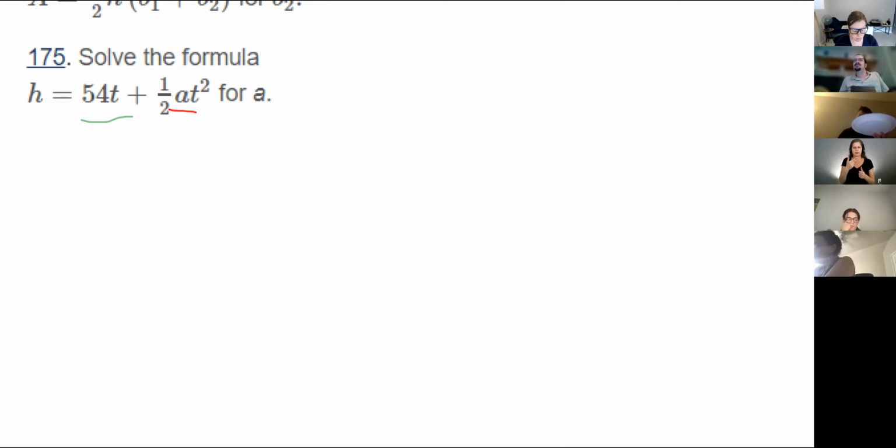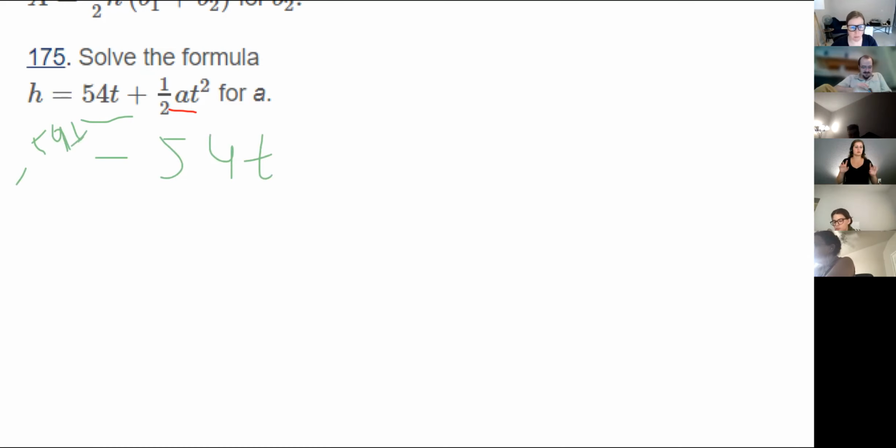I just moved the 45t to the other side. How'd you move it? I did H minus 45t equals 1/2 AT squared. Okay, and so this is addition between the two. So I'm going to subtract, and I'm doing this from both sides. I'm subtracting 54t from both sides. So my left side looks like what? H minus 54t equals 1/2 AT squared.